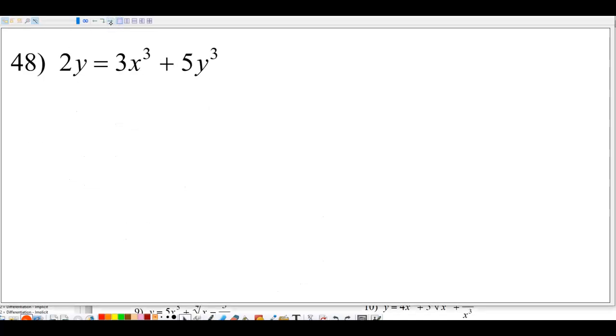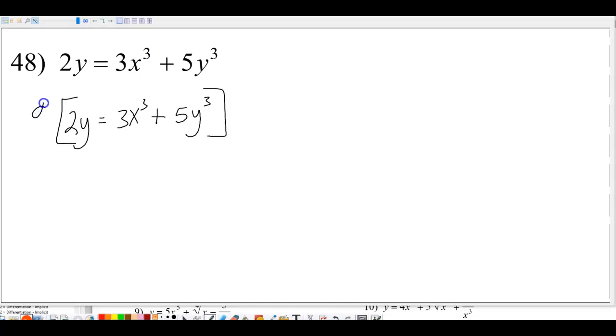Let's go ahead and take a look at number 48. Now, number 48, we have 2 y's in there. So let's go ahead and begin, and we'll see how that changes things. That's going to actually mean that we're going to have 2 extra steps on this problem. The first step, though, is not different.